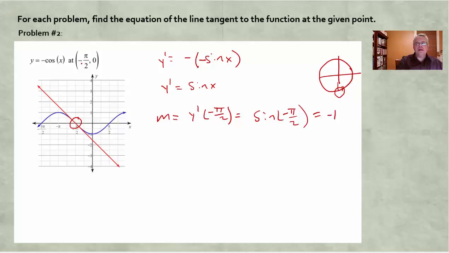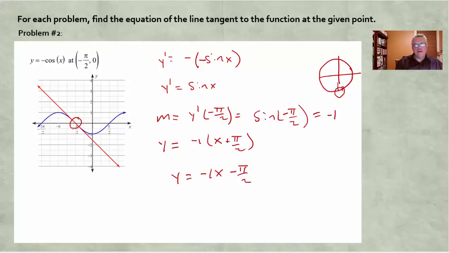All right, now, next step is write the equation of the tangent line. So y minus 0, well, that's just y, equals negative 1 times x minus the negative pi over 2, which is x plus pi over 2. And I guess we could write that as negative 1x minus pi over 2.